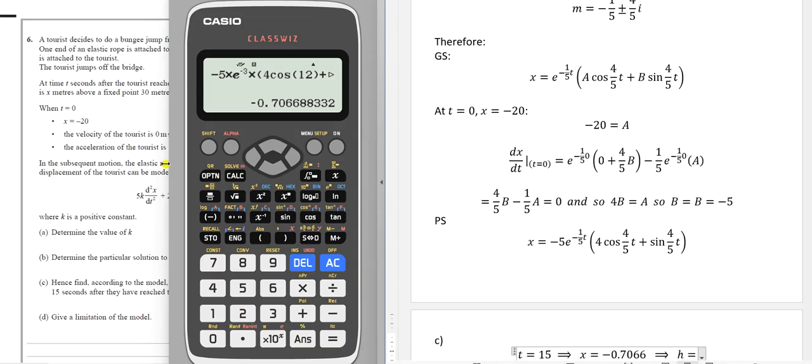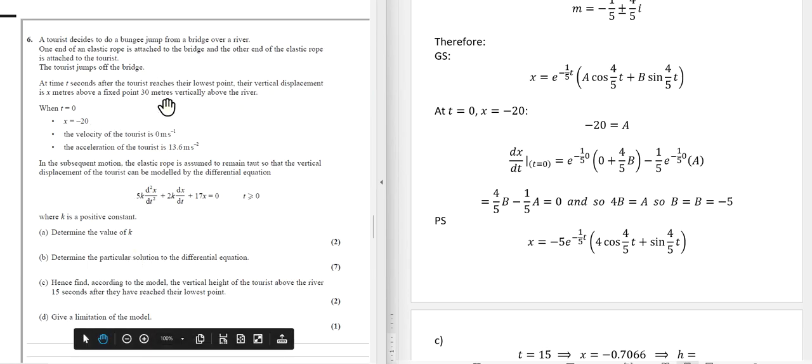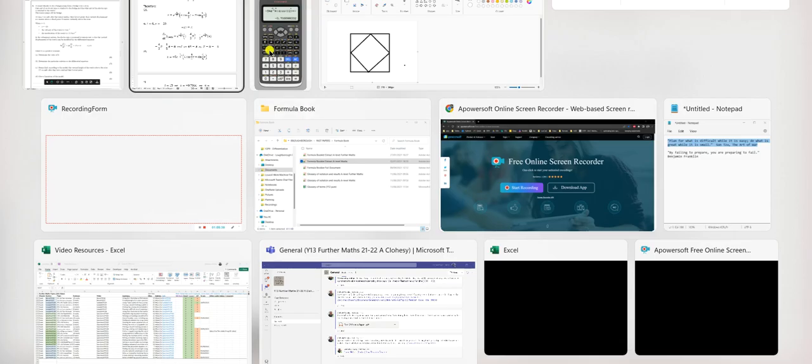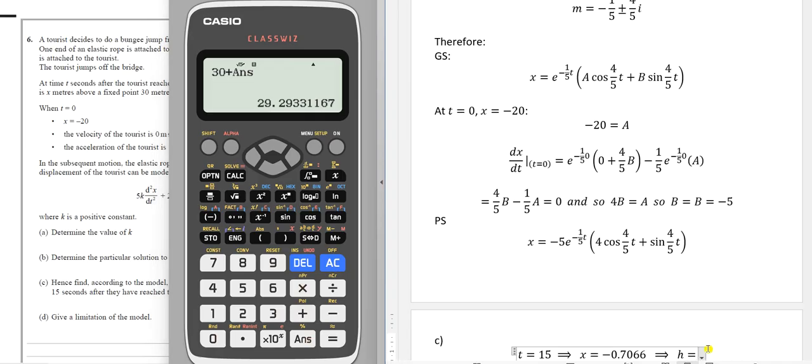And because that gives the vertical displacement from a point 30 meters above the river, just like x equals minus 20 was the initial point, they've moved up. 15 seconds later, they are close to the top, but we need to do 30 plus that because their initial height was 30. If we add that vertical displacement from there, we can get the height itself, which is 29.3 meters to 3 significant figures.